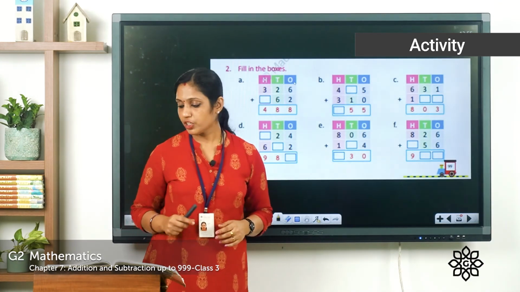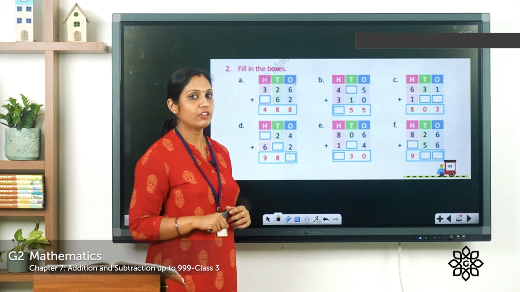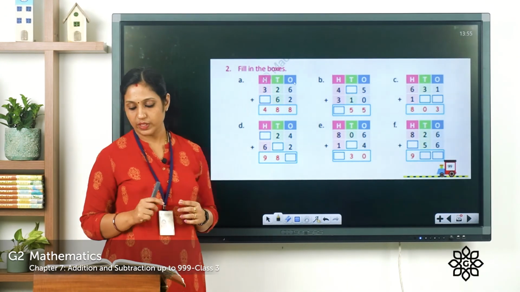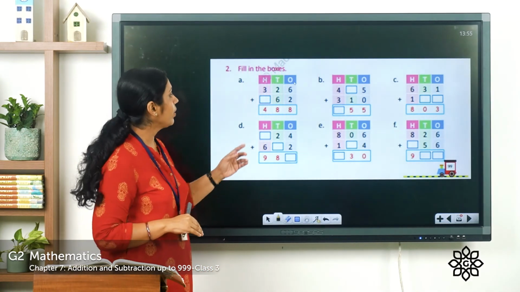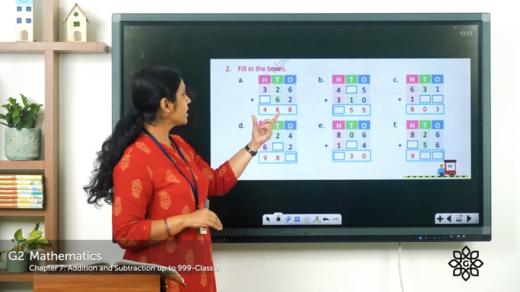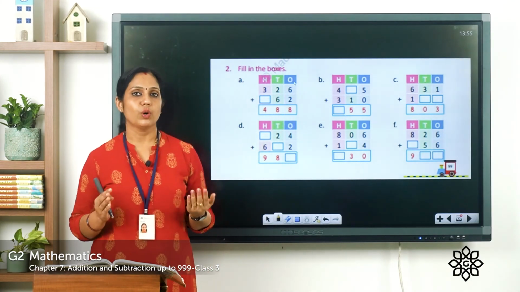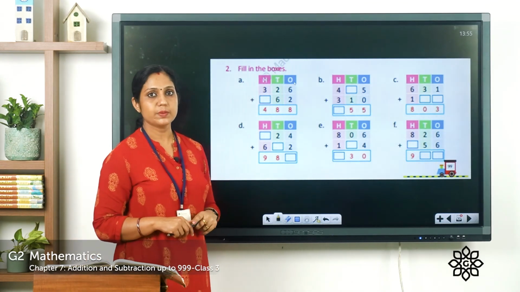Next, page number 99 itself we have fill in the blanks. Let's look at the first question. In the first question you have 326, and in the second number you can see that the hundreds place is missing and we have 62, and the answer is given 488. What we have to find out? We have to find out the missing number here in the hundreds place.